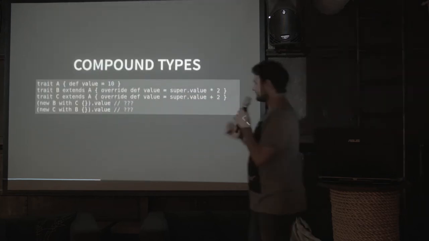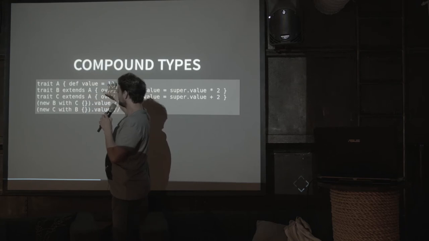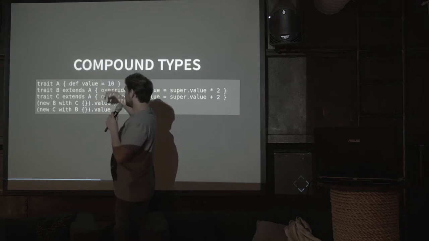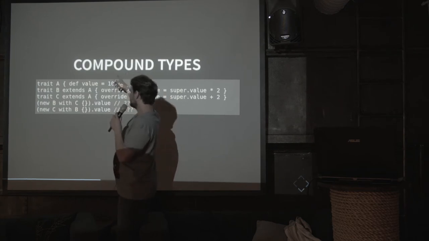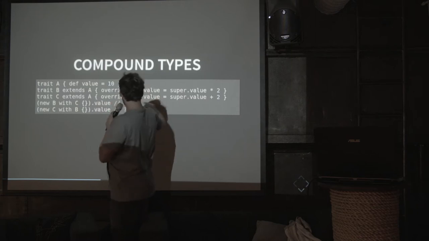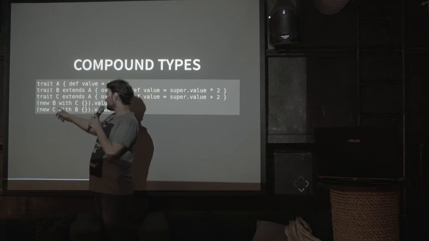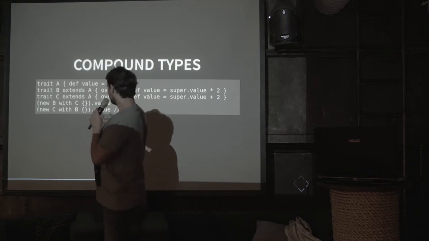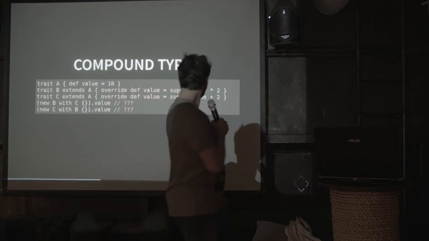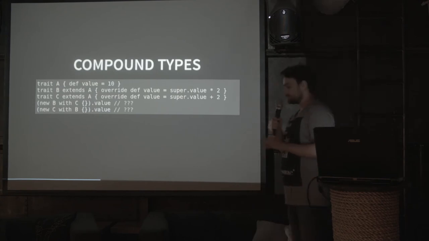In this example, we see that we have some trait A which defines a value, then we have trait B which extends A but doubles the value that its parent has, and some other trait C which would increase the value its parent has. Then if we combine those two types, B with C, and the types C with B, Scala will let us use those two interchangeably. However, will the results also be the same?